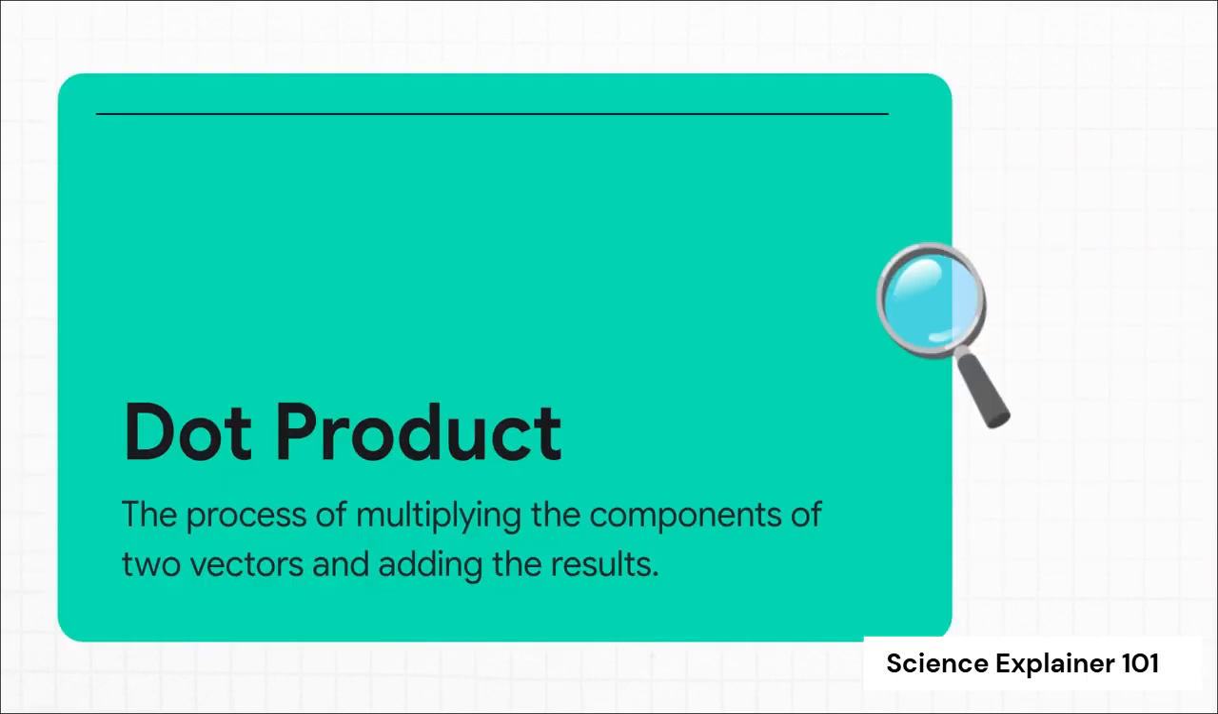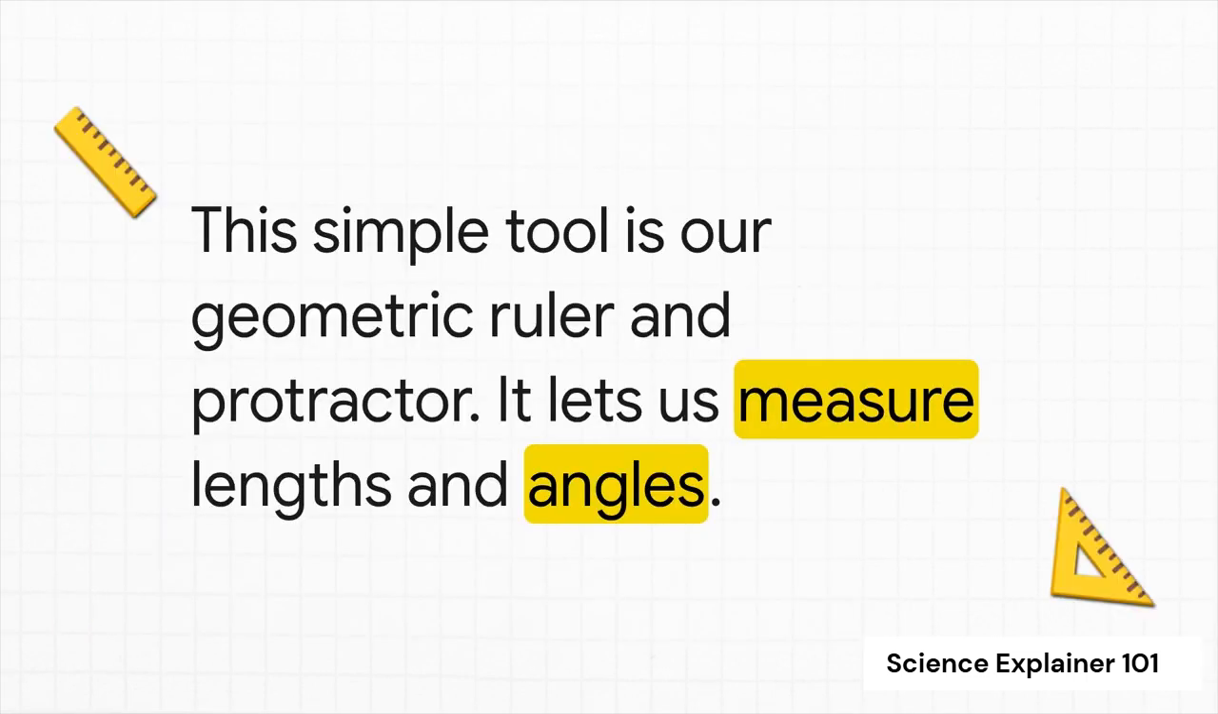Okay, but to actually do anything in these spaces, we need a tool. And that tool is the dot product. You probably remember this. You take two vectors, you multiply their matching parts, the x's with the x's, the y's with the y's, and then you just add all that stuff up. Now, here's the part you've got to remember. This is not just some random busywork calculation. The dot product is our geometric Swiss Army knife. It's our ruler, it's our protractor. It gives us a solid way to measure how long our vectors are and what the angle is between them. And this idea of measurement, it is absolutely crucial.